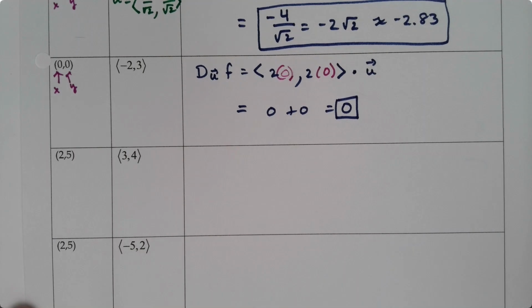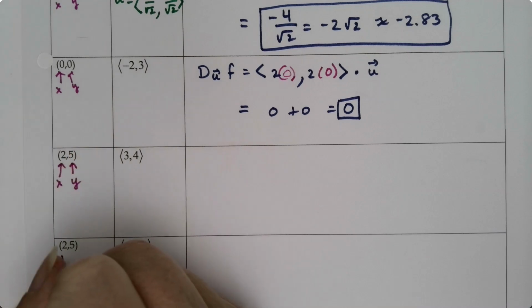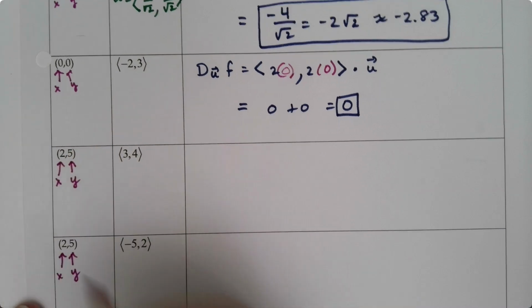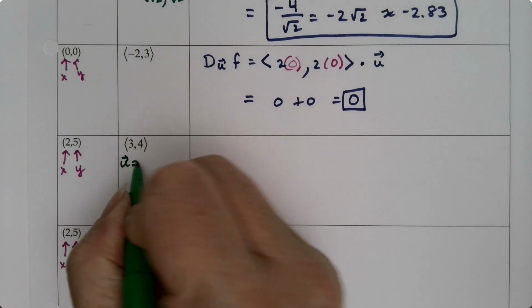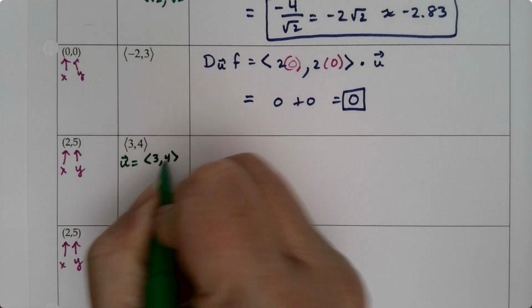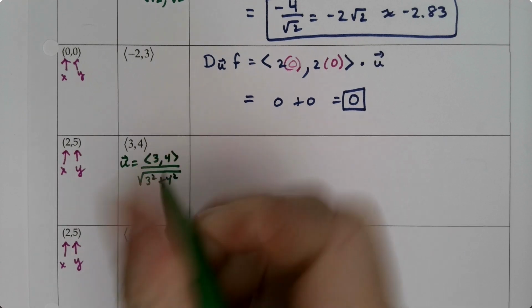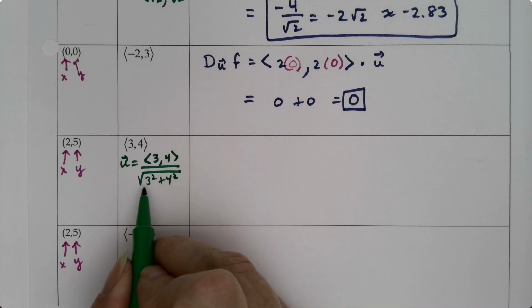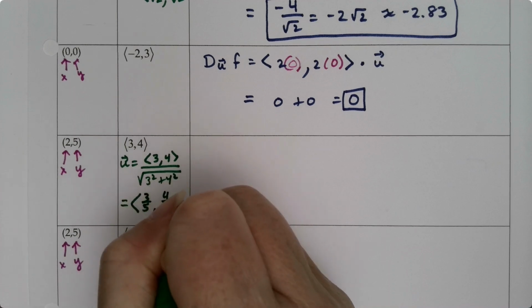All right. Next, what if we go 2, 5? So there's our x and there's our y. I'm just going to write that for the last one also. And then we want to make a unit vector out of 3, 4. So that would be 3, 4 divided by the magnitude of that, which is the square root of 3 squared plus 4 squared. That's 16 plus 9, which is 25, and the square root of 25 is 5. So this is 3/5 and 4/5.